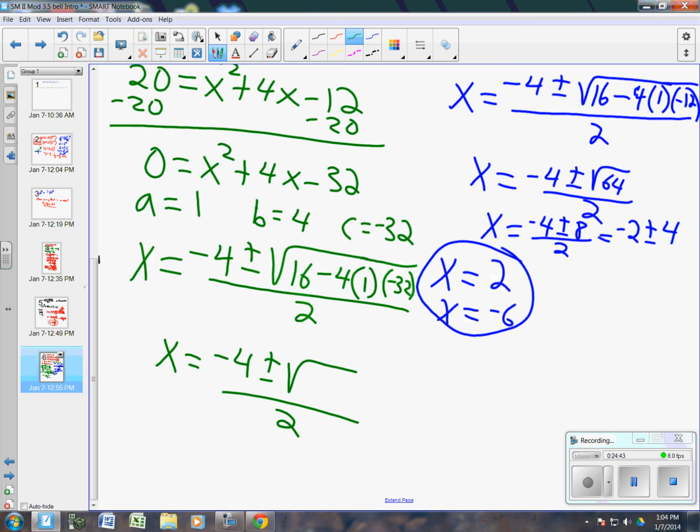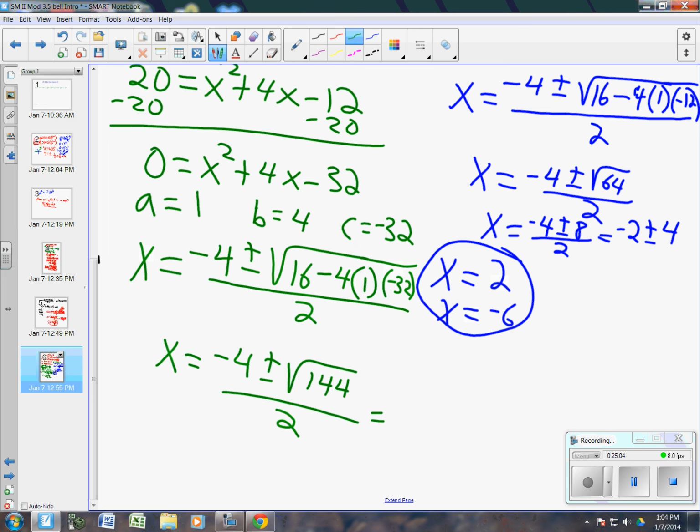What is it? It's not negative 112. There's no way it could be negative, because if you go in 16 minus 4 times 1 times a negative 32, I think you put a positive 32 in there. So what is it? 144.